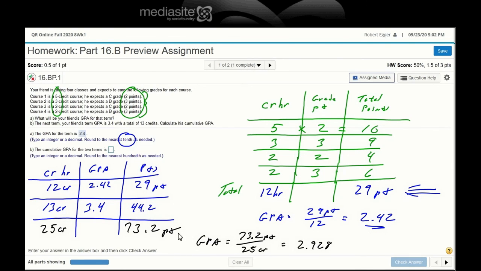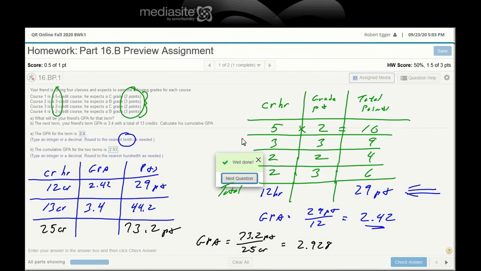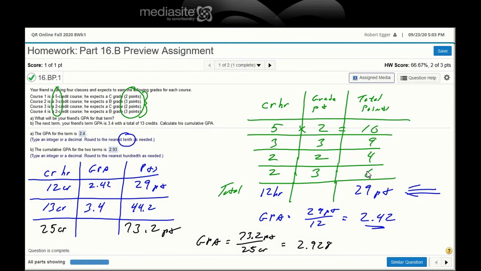Does that make sense? By equal number of credits, yep, that makes sense. 2.9, rounded to two decimal places, 2.93 rounded. And that was correct. And these two are about the same, so I should come somewhere in between, and I did. Next question.